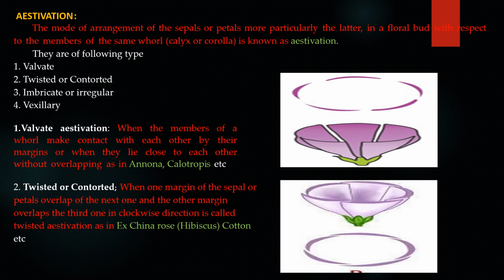Second one, twisted or contorted. When one margin of the sepal or petal overlaps the next one and the other margin overlaps the third one in a clockwise direction, it is called twisted aestivation, as in case of China rose, that is hibiscus, and also in cotton. You can see here there is overlapping, and this overlapping is always in the form of what we call a clockwise arrangement. Overlapping will be there of the corolla.